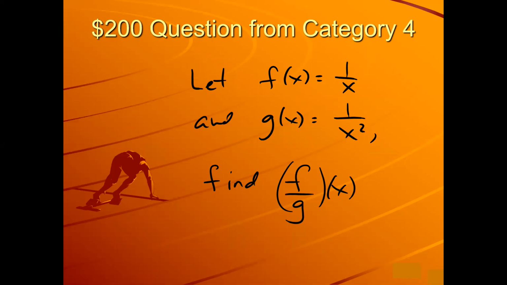Ooh, this is a toughie. Hey, it was Annette's choice, not mine. Oh, boy, this is not good. So f of x is 1 over x, and g of x is 1 over x squared. And then I need you to find the ratio between the two.